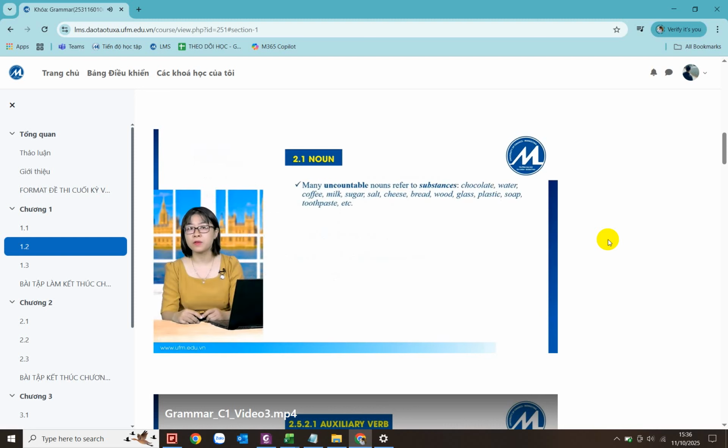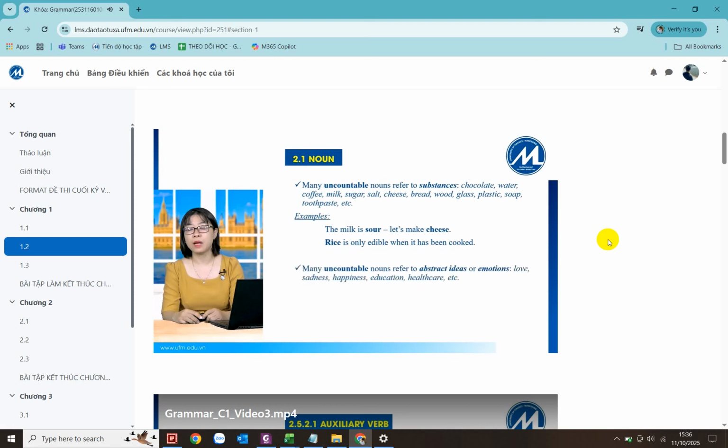Many uncountable nouns refer to substances like chocolate, water, coffee, milk, etc. For example, the milk is sour. Let's make cheese. Rice is only edible when it has been cooked. So these nouns are uncountable and they don't have plural forms.